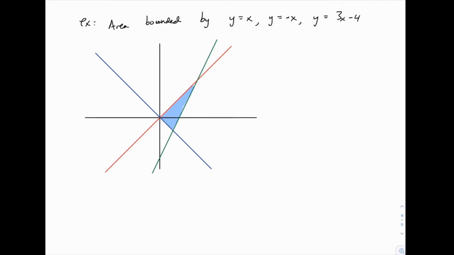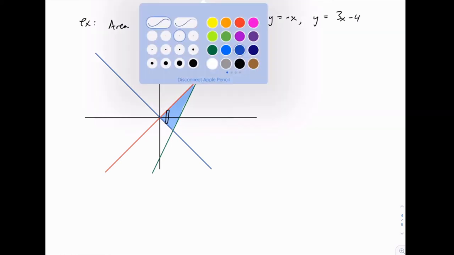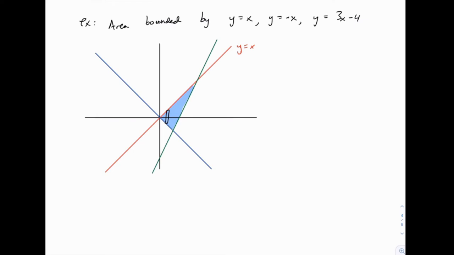If we divide this into vertical rectangles, for the first part of the problem, the upper function will be that red line, which is y equals x. And the lower function will be that blue line, which is y equals negative x. But then later on, after we pass the intersection of those two lower lines, the upper function will still be y equals x, but the lower function will be this green one, which is y equals 3x minus 4. So it really depends on where we are in the problem as to which function is the upper function and which one is the lower one.